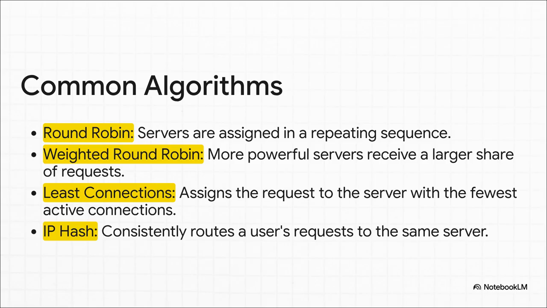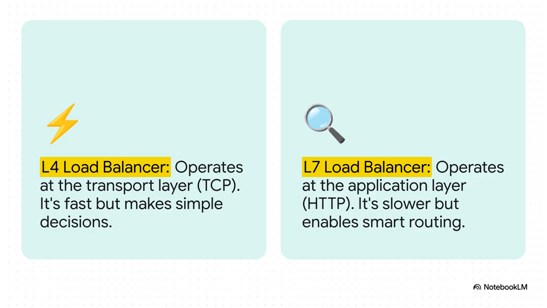And then there's IP hash, which is super important. It makes sure that requests from the same user always go to the same server. Why does that matter? Well, that's how your shopping cart remembers what's in it as you click around a site. Now, load balancers also come in two main flavors, which you can think of as fast and smart.